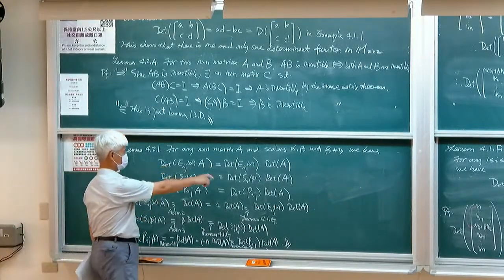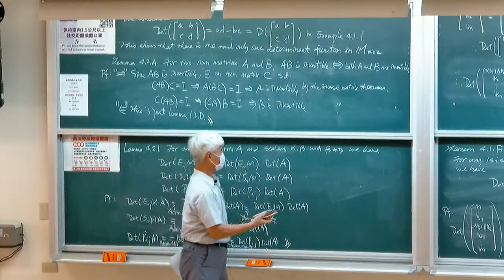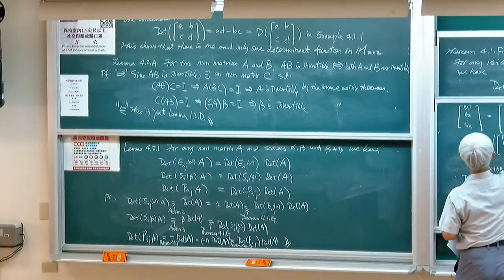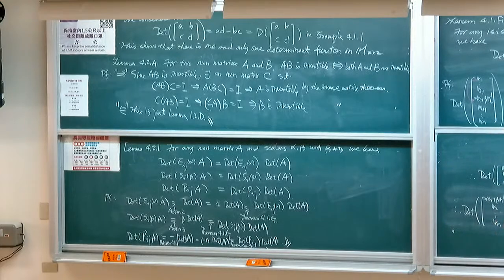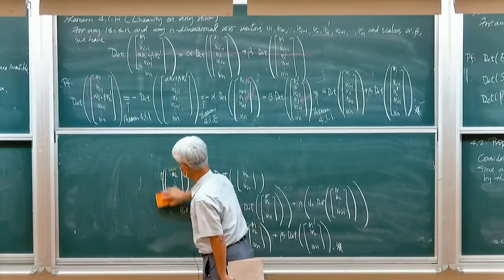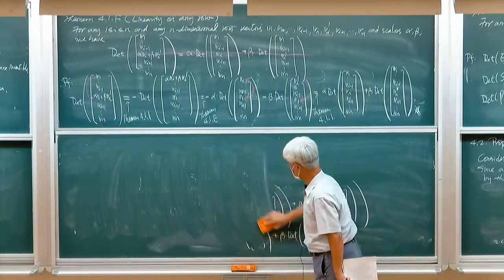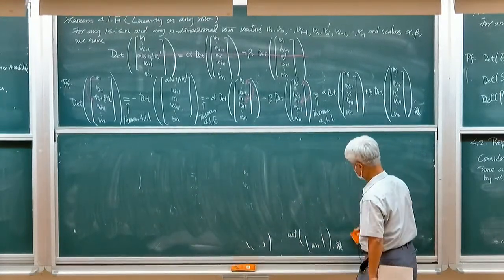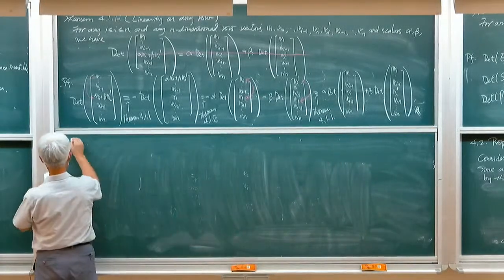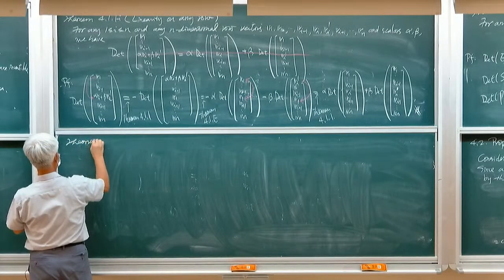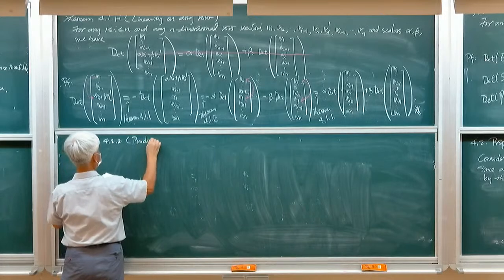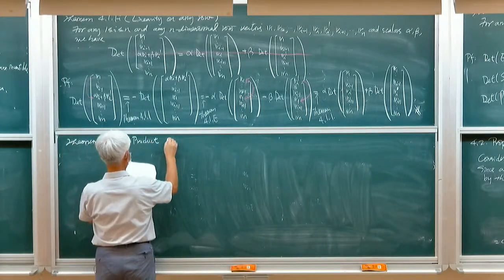Okay, so there are special cases of the product formula. Now with this lemma, we are able to prove the general product formula for the determinant function. That would be Theorem 4.2.2. We call it the product formula.